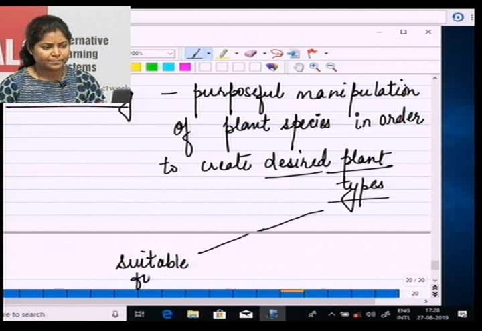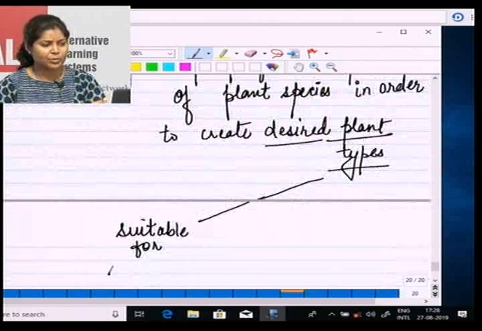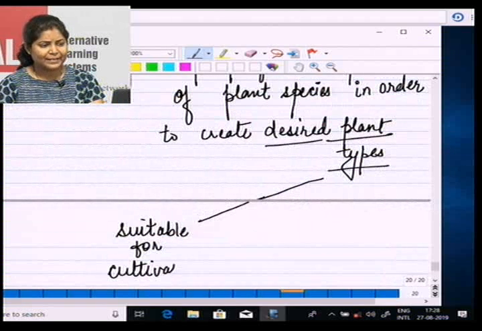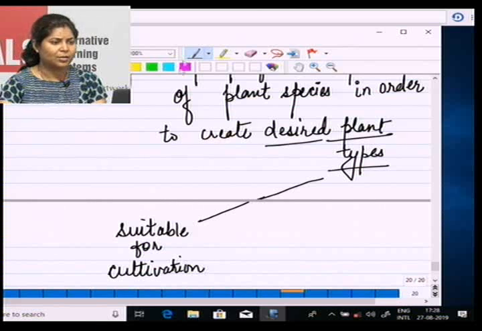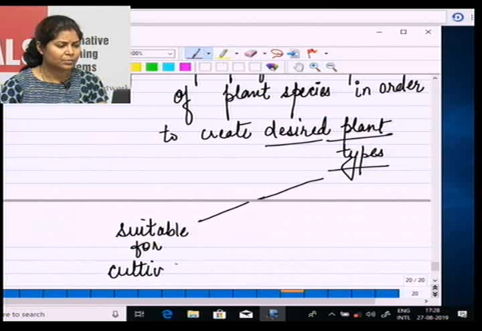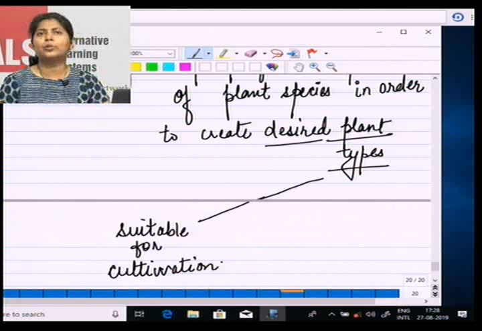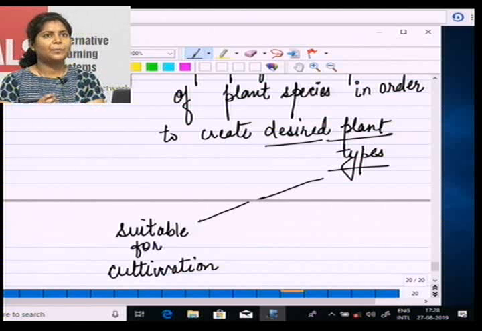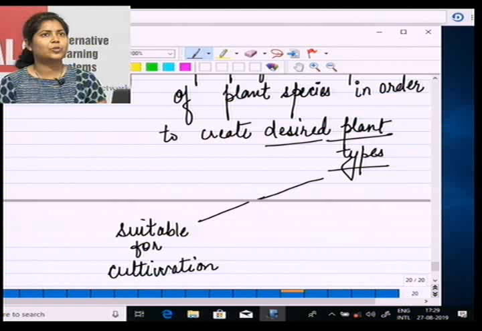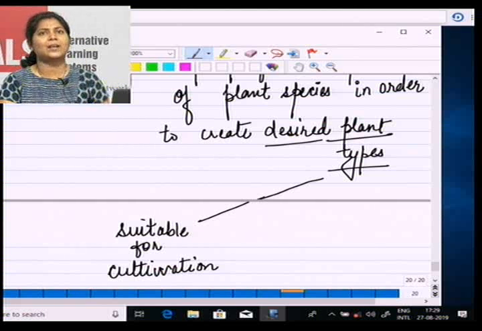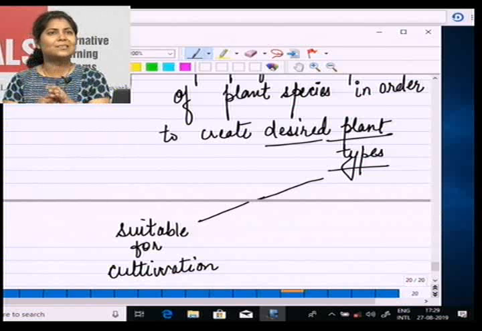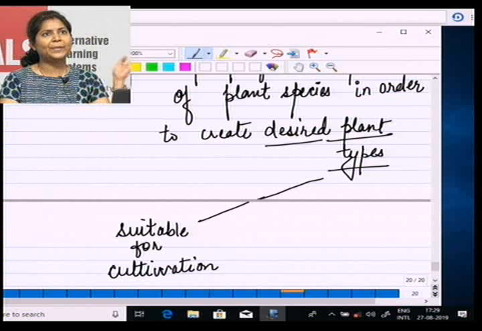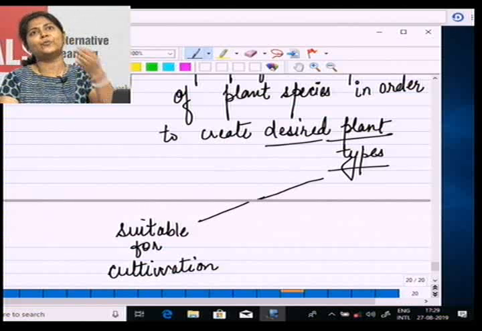cultivation. If you want to grow a crop in an arid region like Rajasthan, you cannot use a crop from Meghalaya, isn't it? Meghalaya is the wettest place on the earth, so you cannot use a crop from Meghalaya to grow in the arid region of Rajasthan. Rajasthan is arid, it's desert. So you cannot grow a crop from Meghalaya in Rajasthan, and from Rajasthan in Meghalaya also.